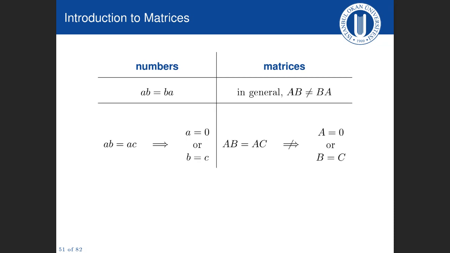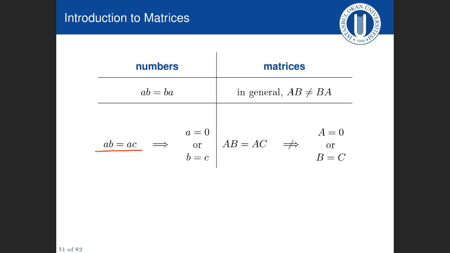In numbers, if we know that AB is equal to AC, then there's 2 possibilities. Either A is the number 0 or B is equal to C. But that doesn't carry over to matrices. Capital AB equal to capital AC does not imply A is the 0 matrix or B is equal to C.